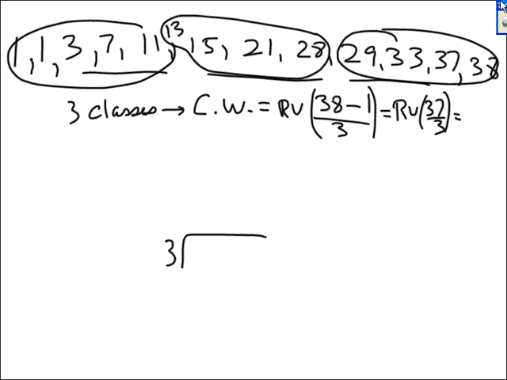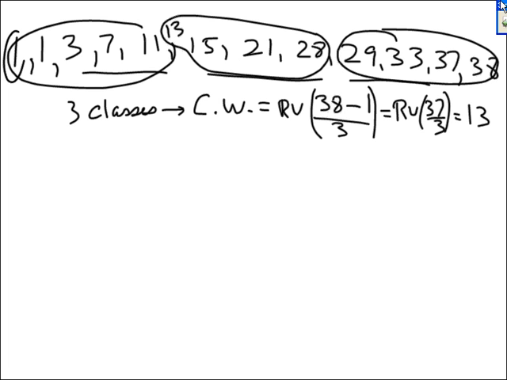Or you just do it. 3 into 37 goes 1 time, no remainder. It goes 2 times, and it has a remainder. So round it up, 13. It's a little bit more than 12, so round it up, because there was a remainder. Let's not use decimals. The remainder was 1, so it's 12 1/3, which we're going to round up to 13. So the class width is 13.